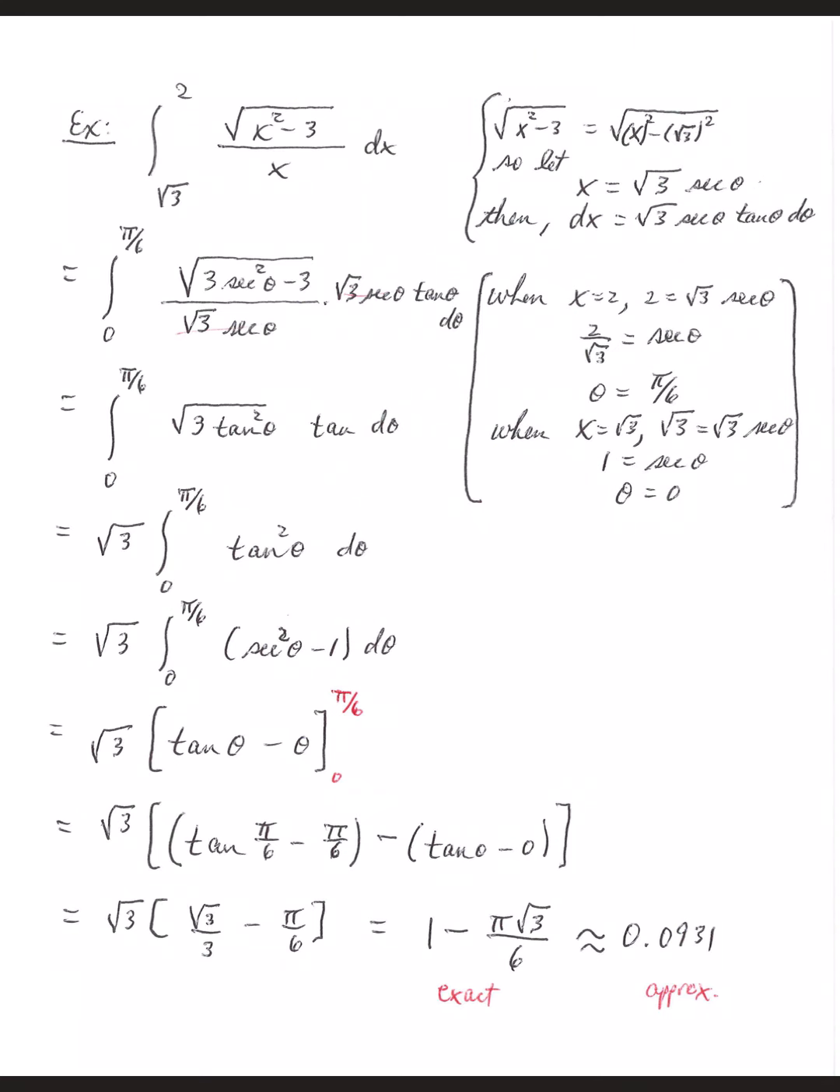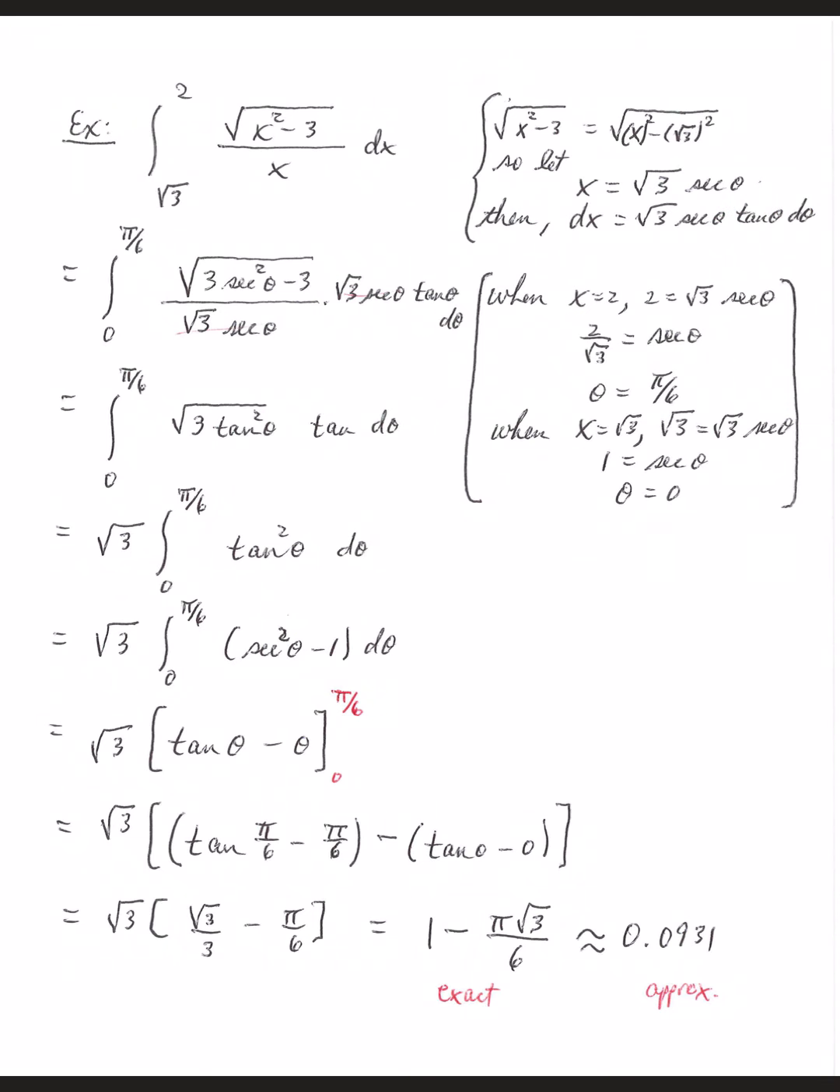Once you've got your substitution in place, take the derivative. The derivative of x is going to be the square root of 3 secant tangent, both of them with respect to theta, d theta. This x we replace with the square root of 3 secant theta. This dx we replace with the square root of 3 secant theta tangent theta d theta. And then the numerator becomes 3 secant squared theta minus 3.